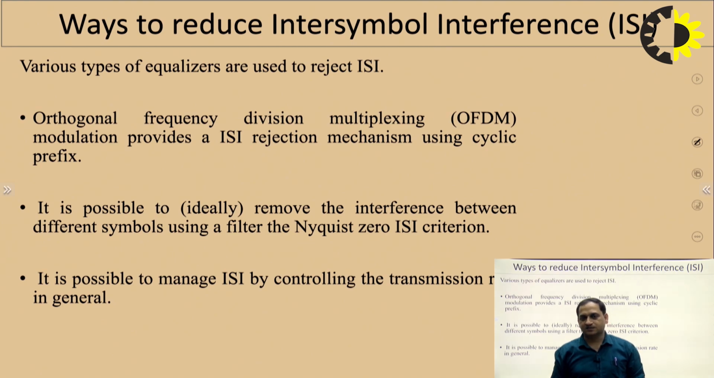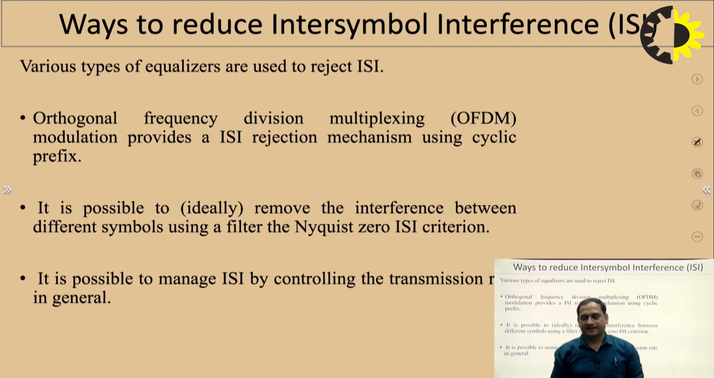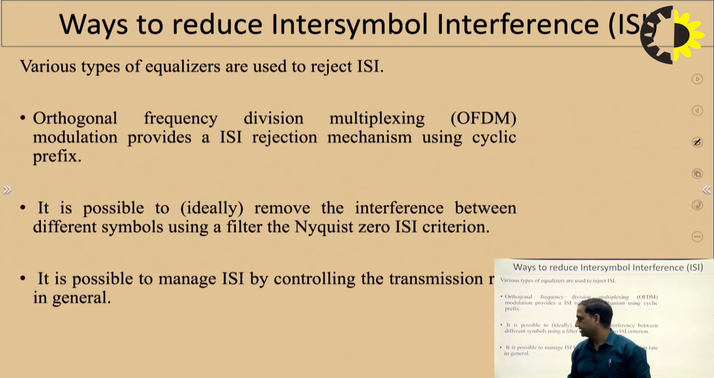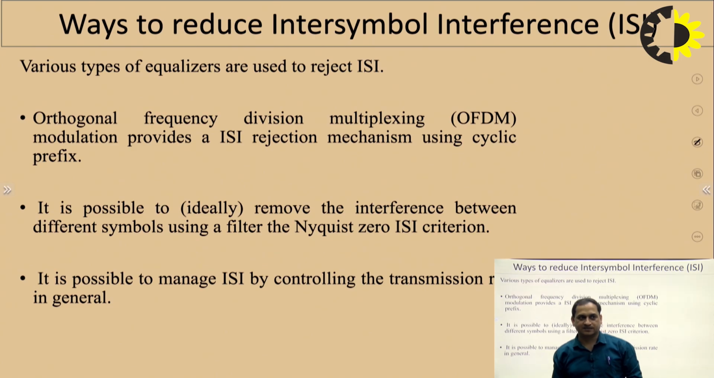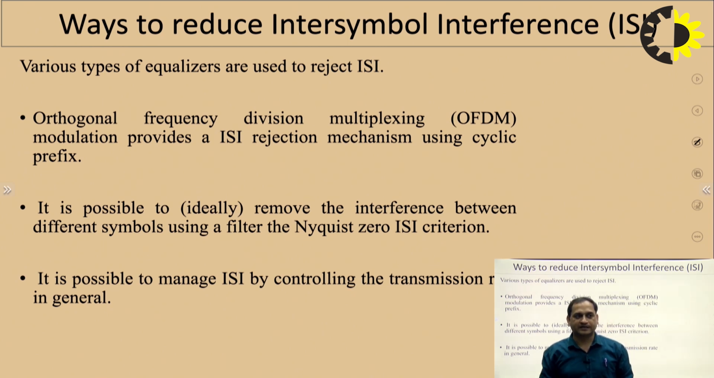So we have various methods to reduce the ISI, intersymbol interference. The first type is the equalizer. At the receiver side we use an equalizer to mitigate or reject the ISI. So how can we do that? The first method is orthogonal frequency division multiplexing. By this method we can reduce the ISI, or intersymbol interference. So this is one of the major methods for ISI reduction.